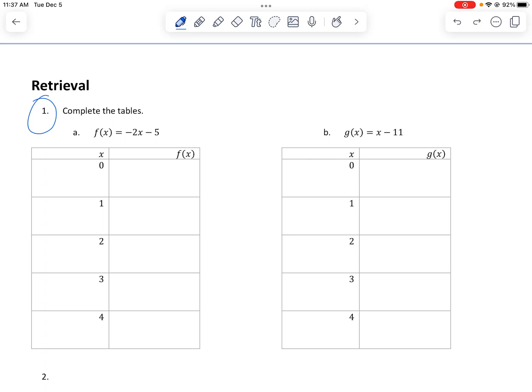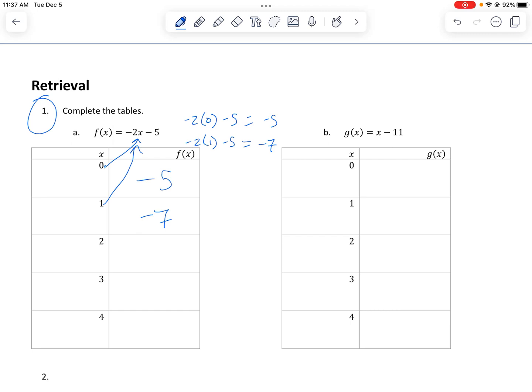If you're not quite sure, what you can do is you can just put the number in the function. So you got negative 2 times 0 minus 5. That gives you negative 5. And so that's going to go there. And then you can plug in a 1. So you got negative 2 times 1 minus 5 gives you negative 7. And you can fill it in. You can keep plugging each of those in.